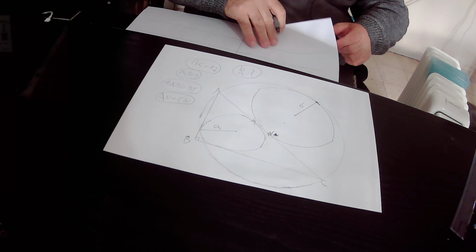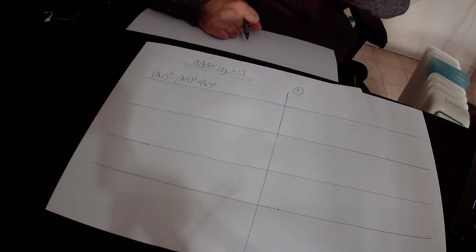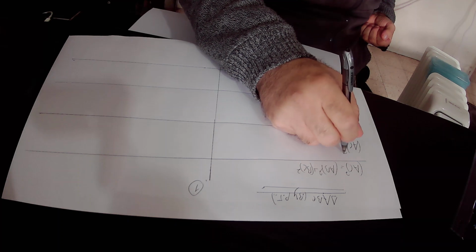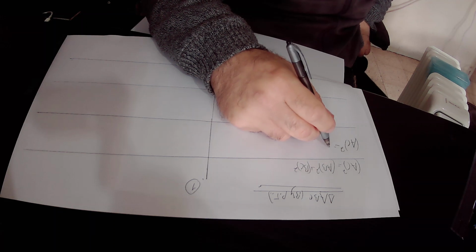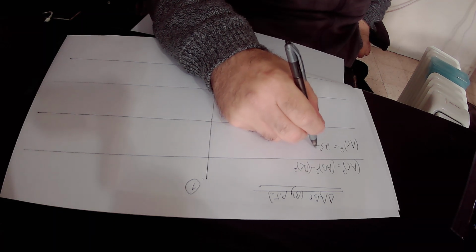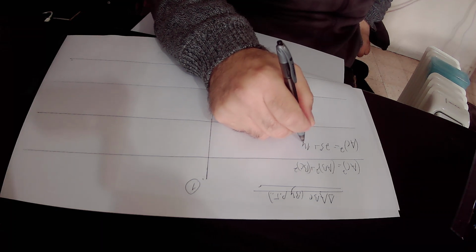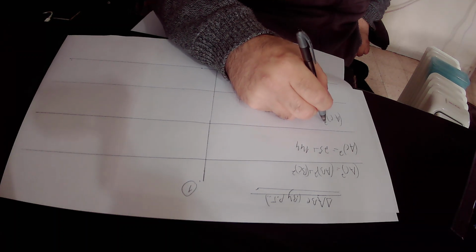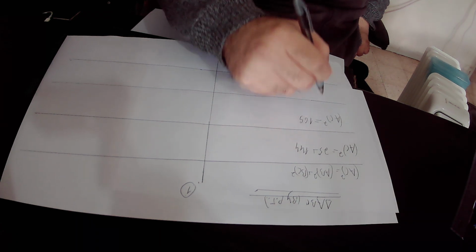Again, according to the Pythagoras theorem, in the right triangle ABC, AC squared equals AB squared plus BC squared. So AC squared equals AB squared. AB is 5, therefore AB squared is 5 squared, that is 25, plus BC squared. BC is 12, therefore BC squared is 12 squared, that is 144. So in total AC squared equals 25 plus 144, that is 169.